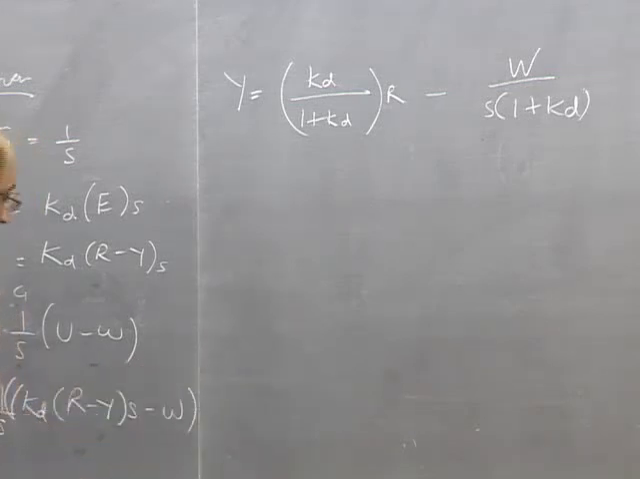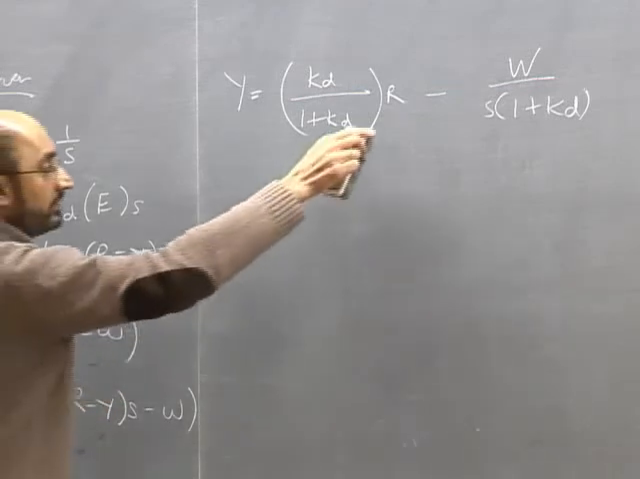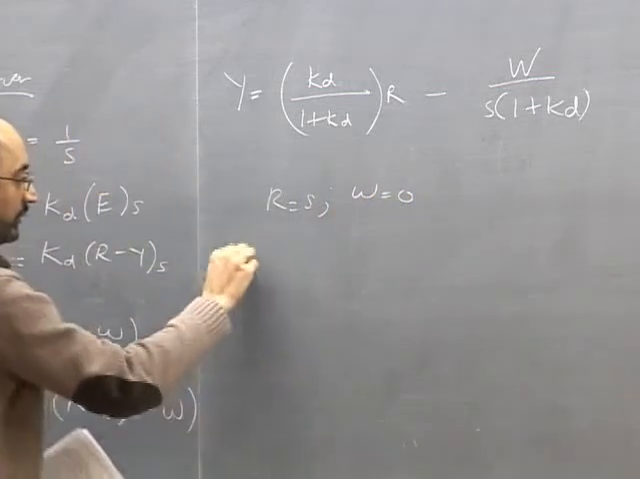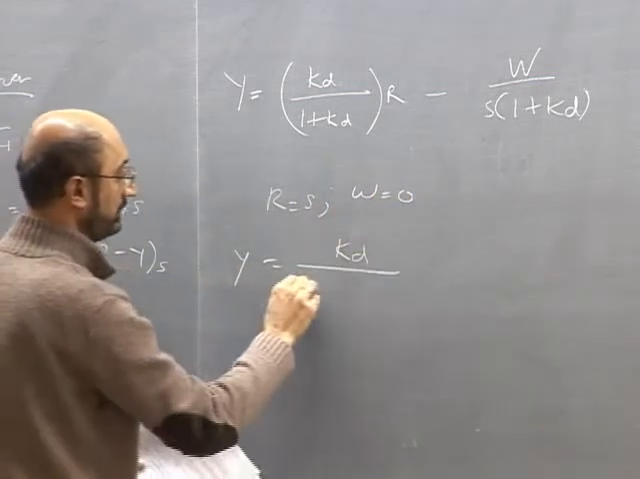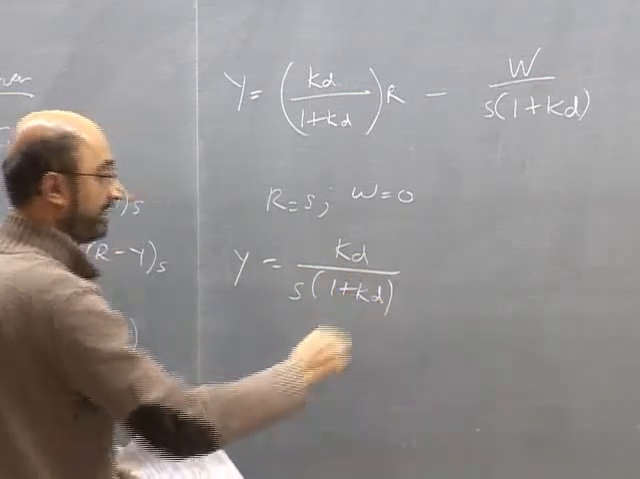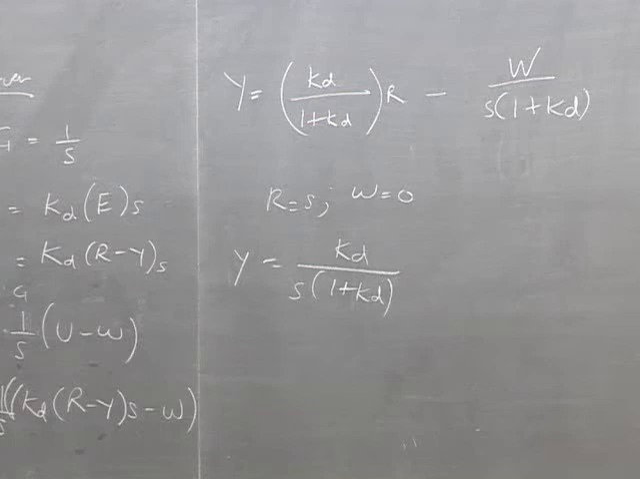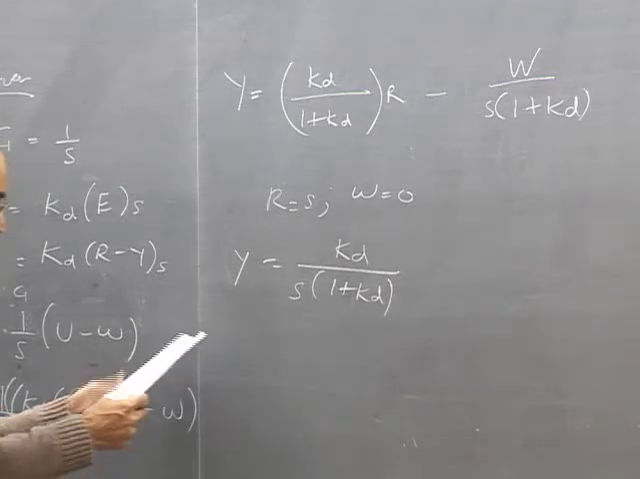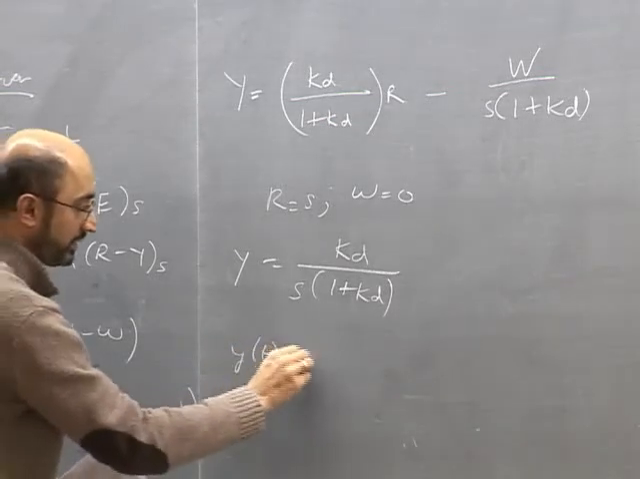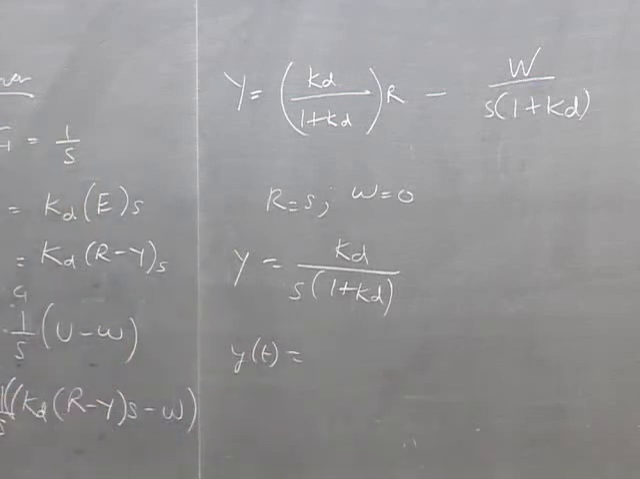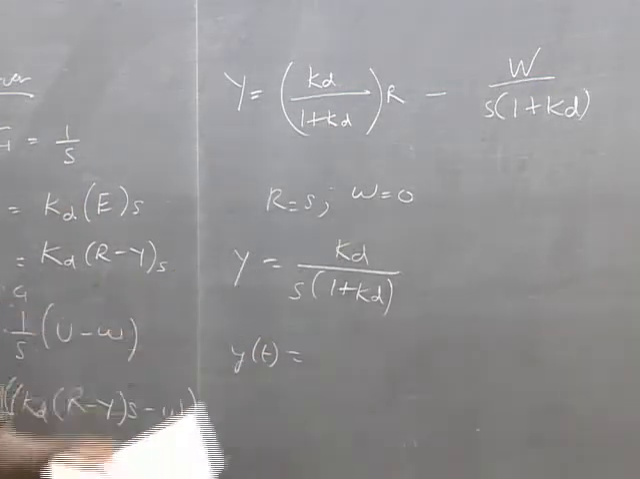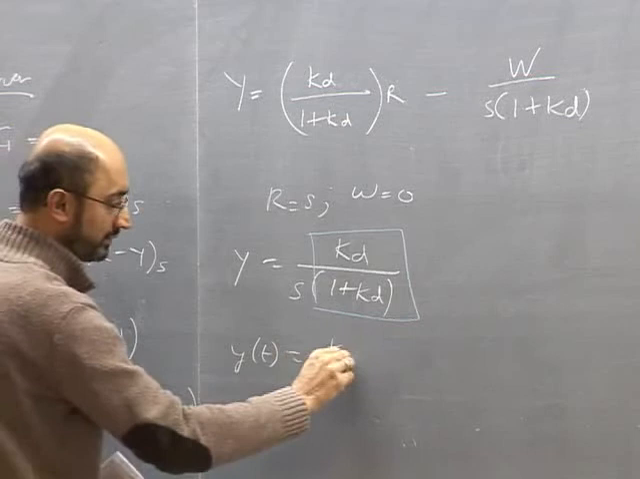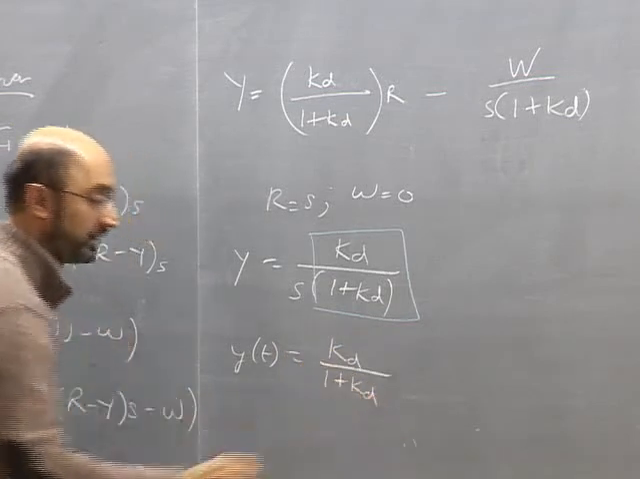To study the step response, as usual, we substitute R equals 1 over S and W equals 0, in which case we get Y equals KD over (1 plus KD), times S. If you find the inverse Laplace transform, y(t) becomes just basically, 1 over S goes to 1. This whole thing in this box is a constant. So y(t) is just KD over 1 plus KD. That's it. It's just a constant value.